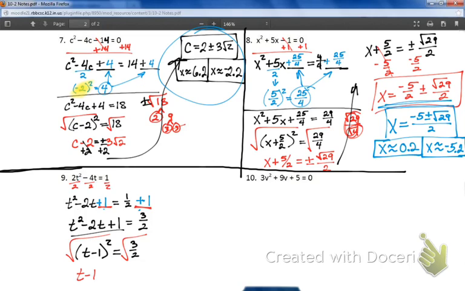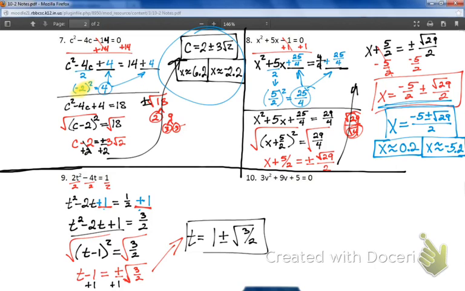So I've got t minus 1 equals plus or minus, and in this case it's just going to be the square root of 3/2, plus or minus the fraction 3/2, because neither of those numerator or denominators are perfect squares. So to finish up this problem, I'm going to add 1 to both sides, so I'm going to have t equals 1 plus or minus the square root of 3/2. And I'm fine with that as your final answer.